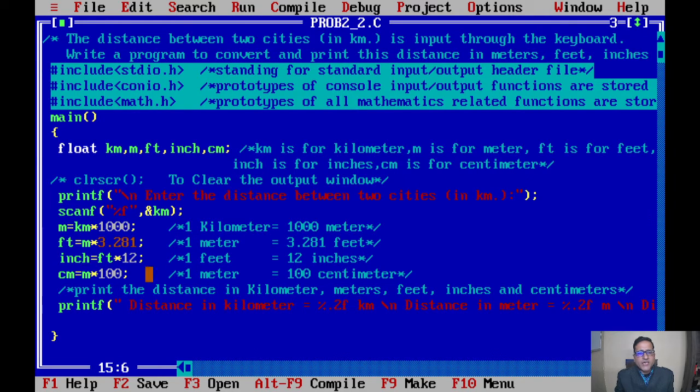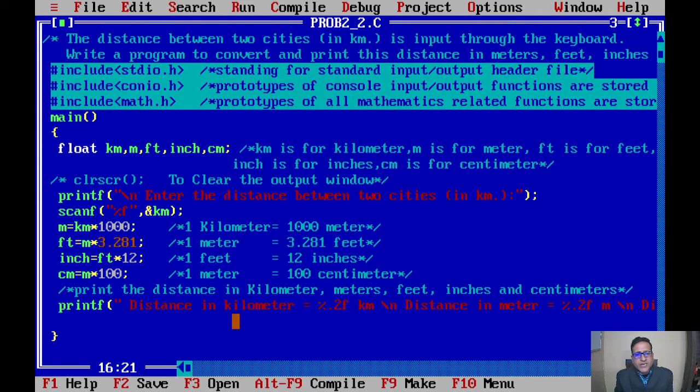So we will multiply this m with 3.281. Likewise, in the next statement we convert the feet into inches, because we know that 1 foot is equal to 12 inches. For centimeters we multiply the meters by 100. So 1 meter is equal to 100 centimeters. It is also given in the comments.